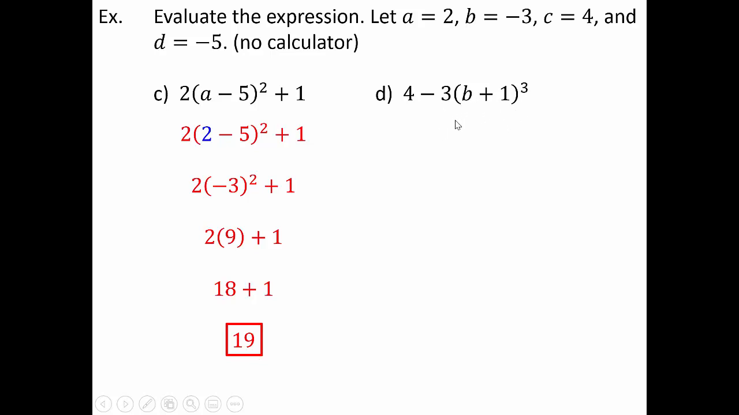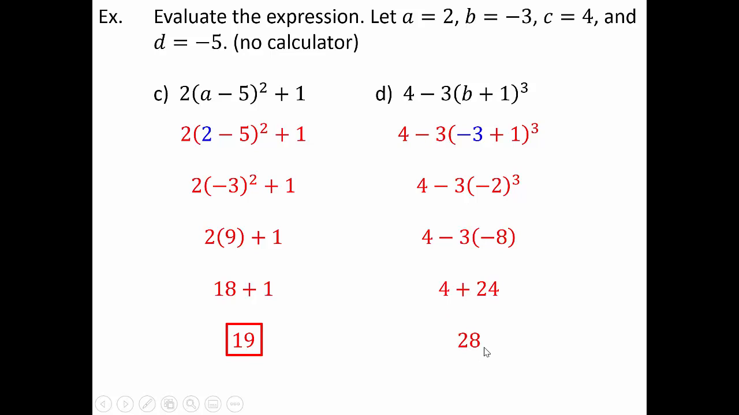All right, next question, 4 minus 3 times b plus 1 cubed. A common mistake on this one is to start with the 4 minus 3 and get 1, which of course makes no sense because the order of operations says subtraction is one of the last things that you should be doing. First step is we'll take b and replace it with negative 3. Again, I didn't use the parentheses because they weren't going to make a difference on this problem. Negative 3 plus 1 is negative 2. Negative 2 cubed is negative 8. Negative 8 times negative 3 is positive 24. 24 and 4 is 28. Final answer.